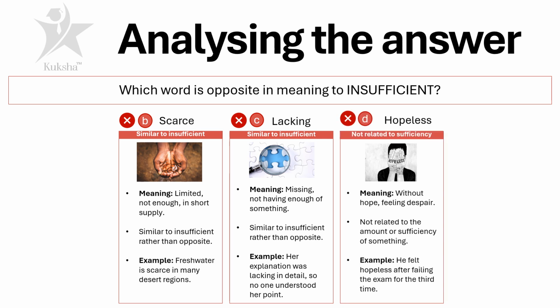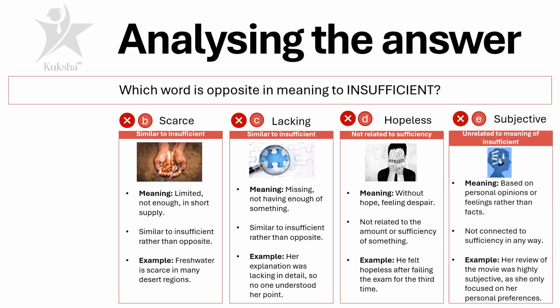Option number D, hopeless. Hopeless is not related to sufficiency. It is not a related word. Hopeless means without hope or feeling despair. So it is not related to the amount or sufficiency of something. As an example, he felt hopeless after failing the exam for the third time. So we'll discard option number D.